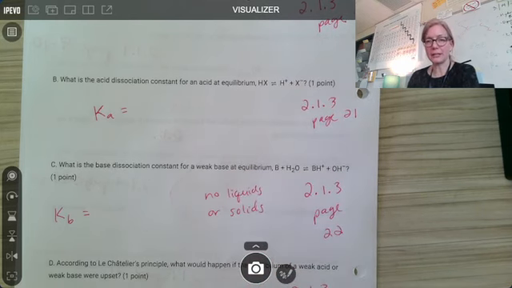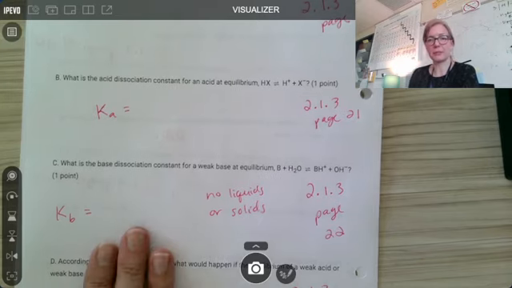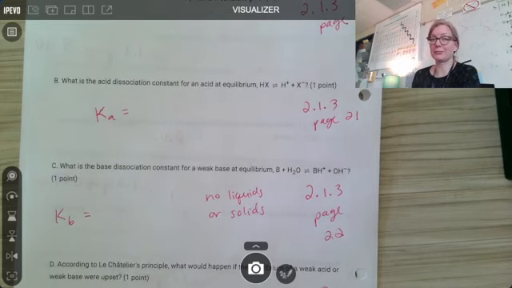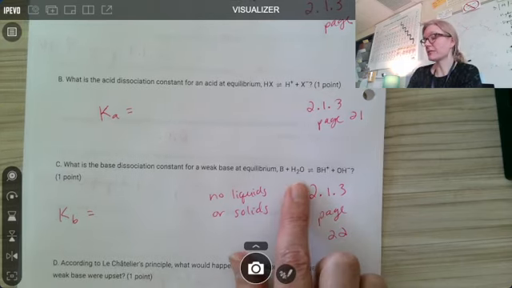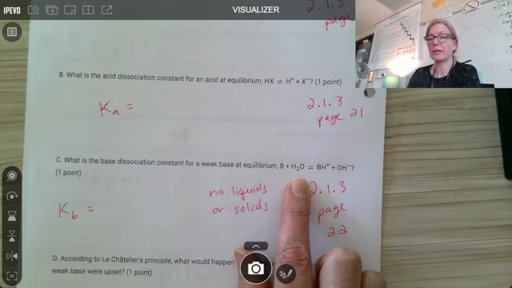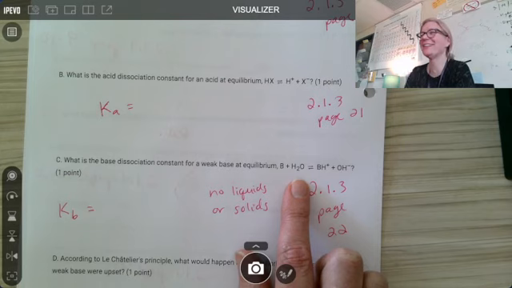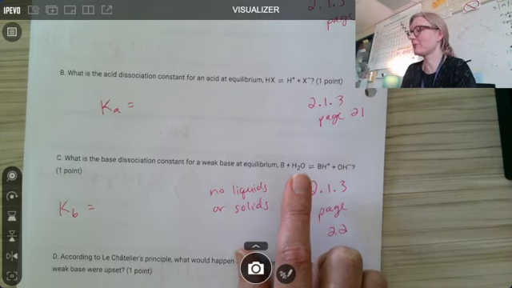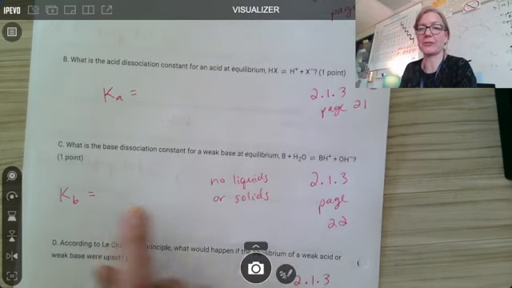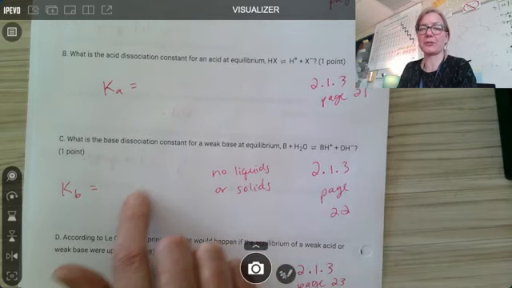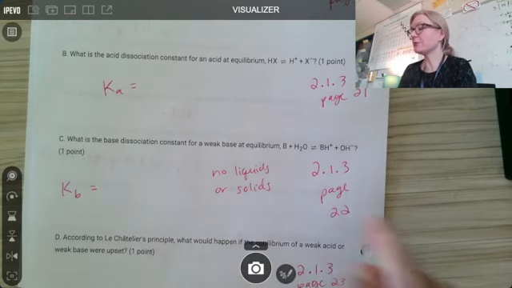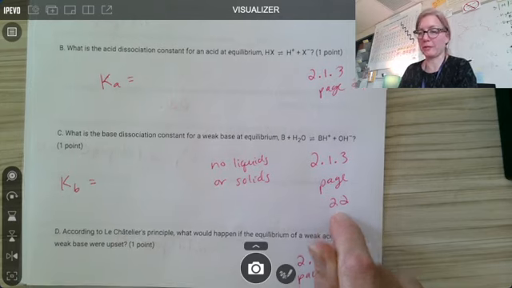The thing that's not included is solids and liquids, because solids and liquids don't have changeable concentrations, okay? So if it's a solid, you're not going to include it, and if it's a liquid, you're not going to include it. You'll notice H2O here is a liquid, okay? You can't change the concentration of water. Water is water, okay? You can't change its concentration, so water will not be included in your answer. So no liquids or solids are included in the equilibrium constant expression, and you'll see that in the example they have you do on that page.